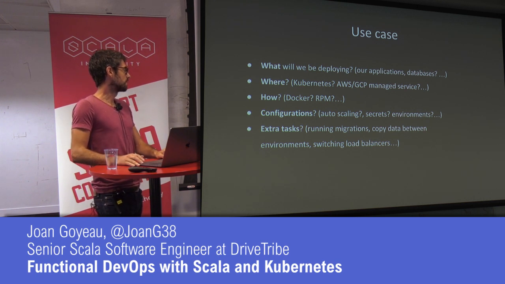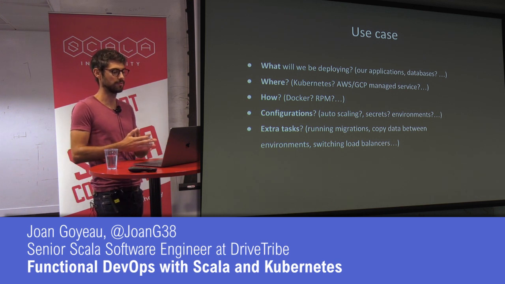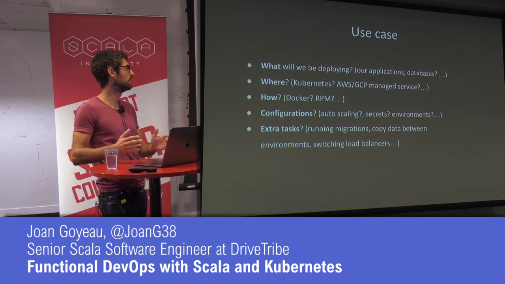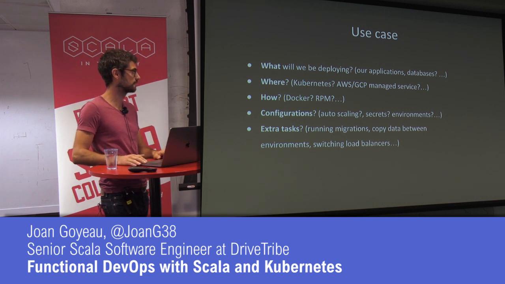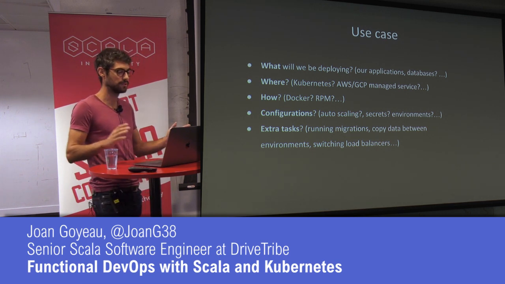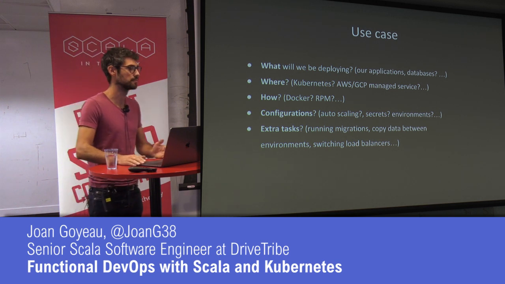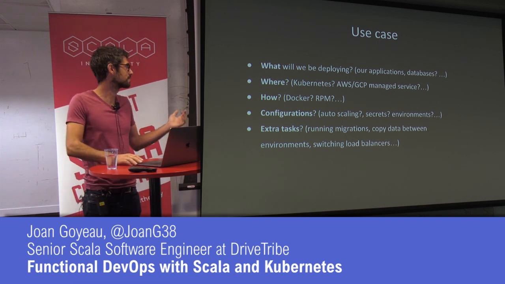And this is going to create some extra tasks like running migrations. We always need at some point to run migrations. It's unfortunate, but this is the way it works. And we probably need to copy data. So for example, if you want to copy a subset of your production environment to your test environment, just to try out stuff. And if you're in a blue-green environment, you probably need to switch load balancers. So this is basically what DevOps is, right?